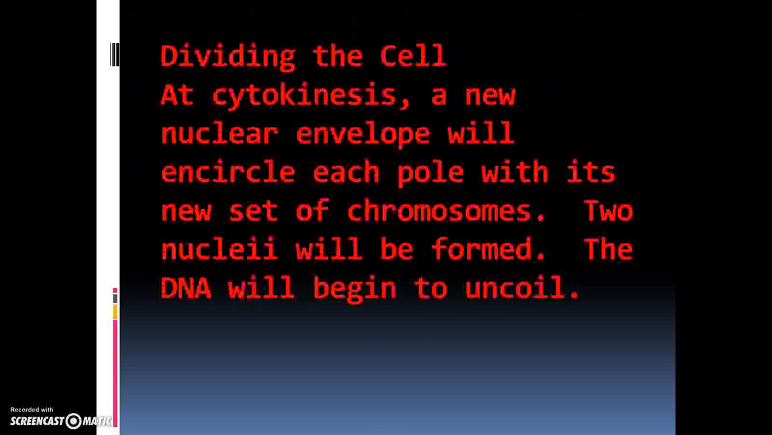All right, so looking here, once again, we are going to divide the cell at cytokinesis. So we're going to develop or form a new nuclear envelope. And it's going to form around each of those new sets of chromosomes. And so when we're done, we will have 2 nuclei. And that DNA starts to break down and go back into the chromatin form. So hopefully you remember your chromatin.